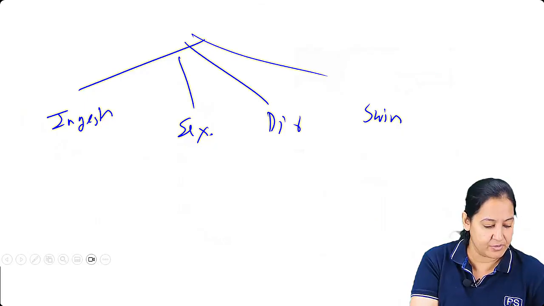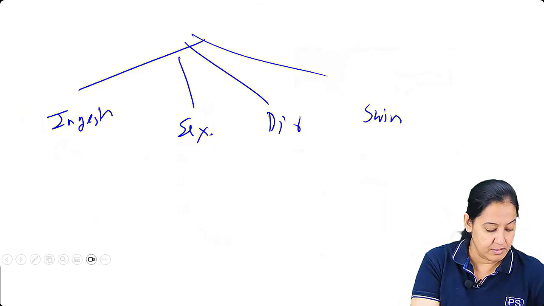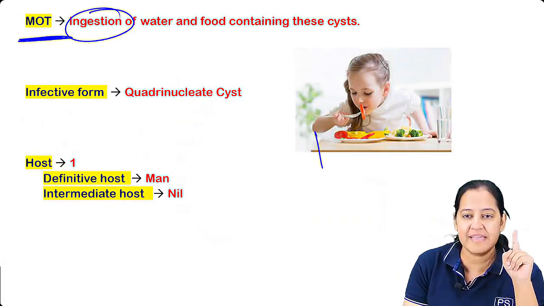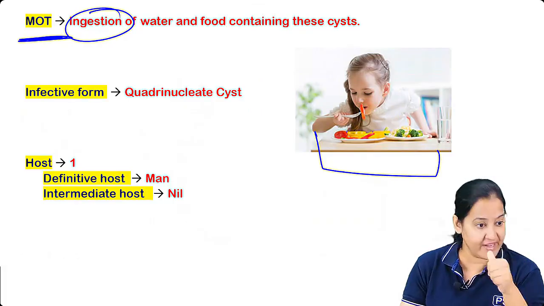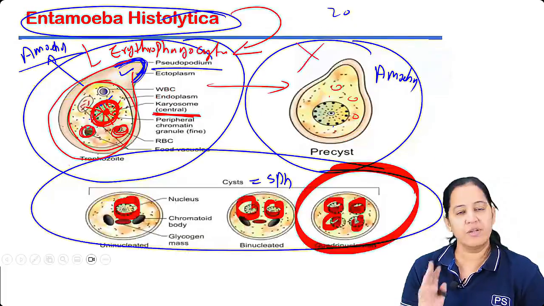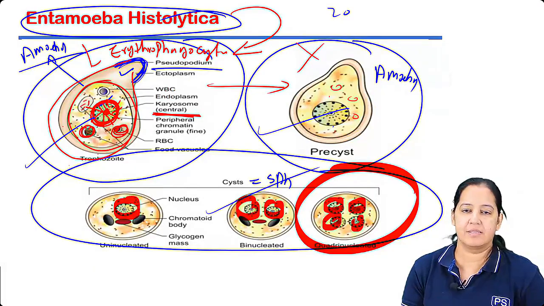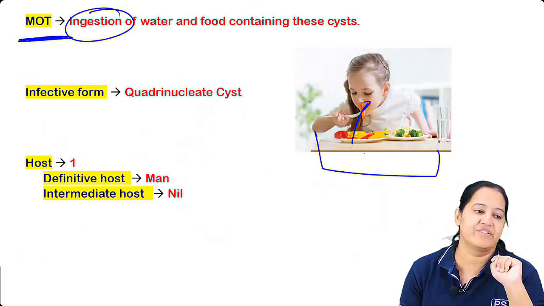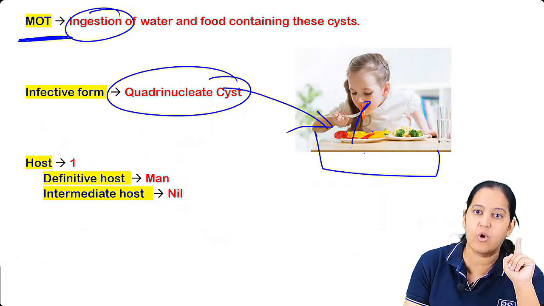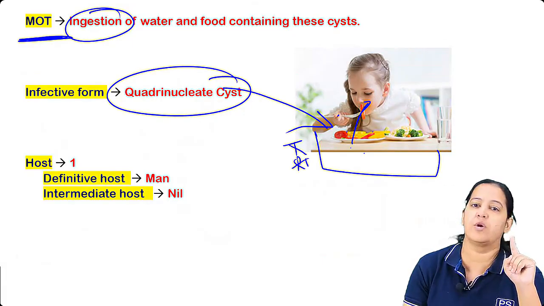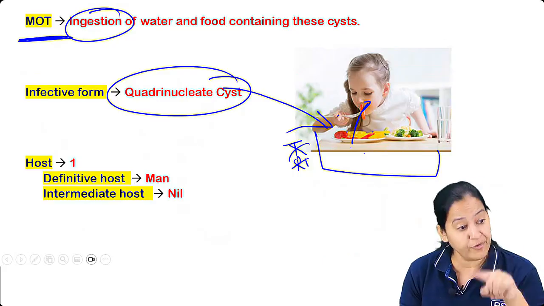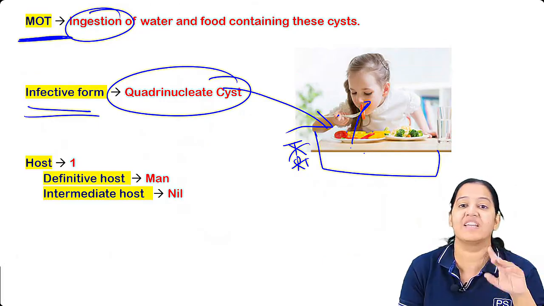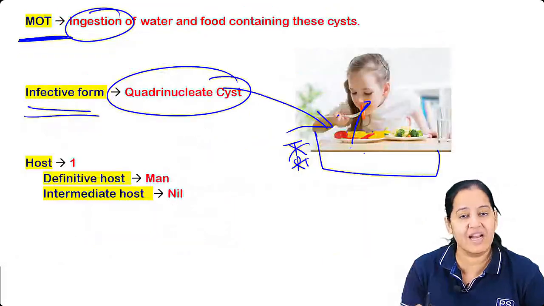So here for Entamoeba histolytica, it is ingestion. Can you see the person is eating? The person is eating food or drinking water which is contaminated with this parasite. There are three forms: trophozoite, precyst, and cyst. Which of them is present in the food and goes inside? The quadrinucleate cyst. Please learn, the infective form is quadrinucleate. So food should contain the quadrinucleate cyst. If the food contains trophozoite or precyst, nothing will happen. Trophozoite and precyst are not infective. This is the meaning of the infective form. So this person is eating food contaminated with quadrinucleate cyst.